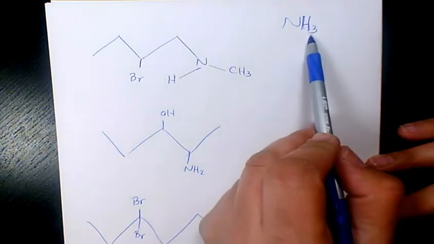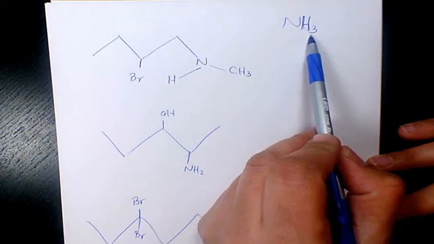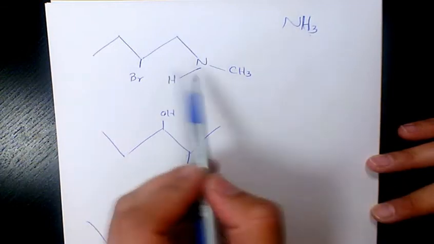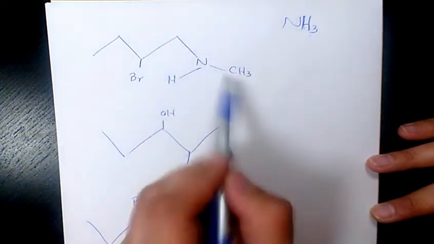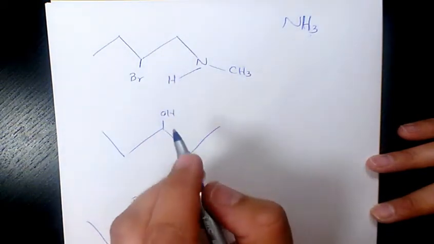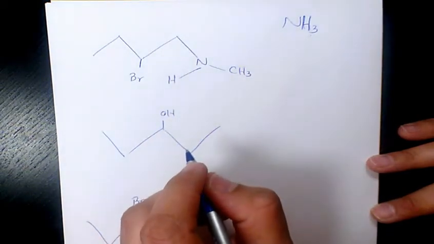If one of these hydrogens is substituted with an alkyl or aryl group, we call it primary. If 2 of them are substituted, we call it secondary amine. And if all 3 hydrogens are substituted with alkyl or aryl group, we call it tertiary amine. Here, as you see, only 2 of the hydrogens are replaced with alkyl groups, so that's why we call it a secondary amine.